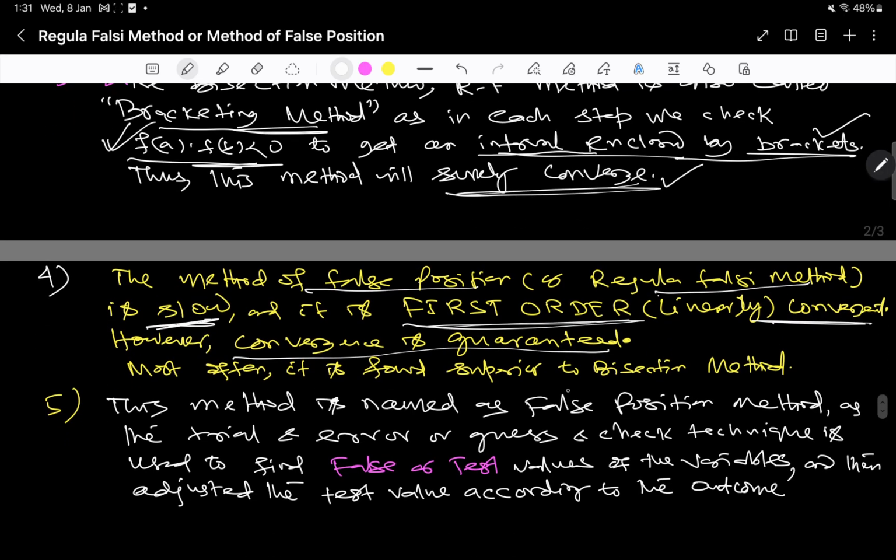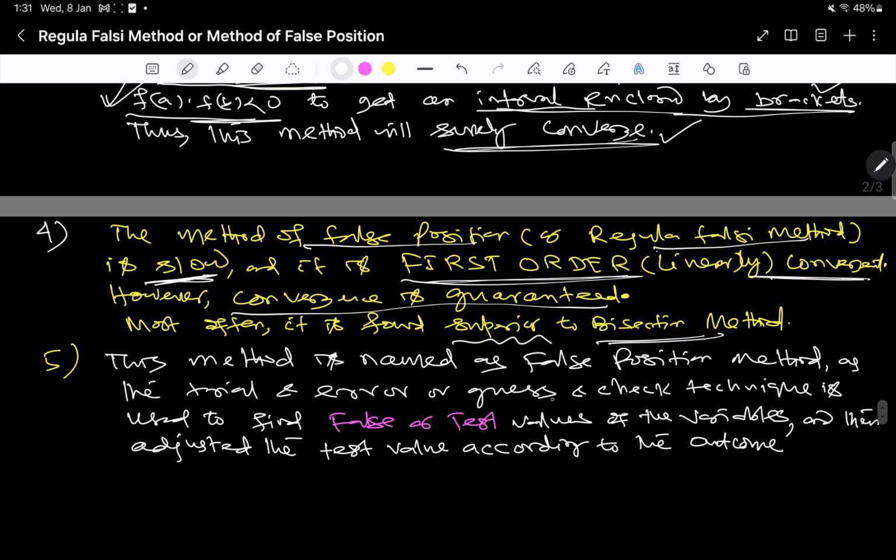Most often it is found superior to the bisection method, right? And most importantly, the method is named the method of false position. Why? Because it is also otherwise called the trial and error or guess and check technique, because here we use false or test values of the variable.